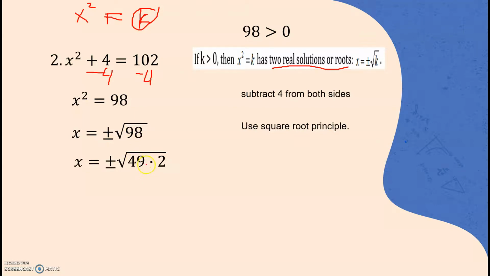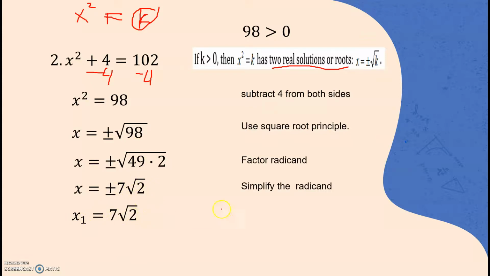49, then the partner is 2. So 49 times 2, that's 98. Now, we take the square root of 49, which is 7. So plus or minus 7 square root of 2. And then we separate. x sub 1 is 7 square root of 2. The other one is negative 7 square root of 2.